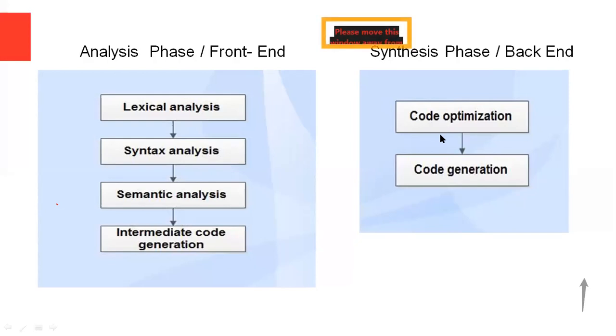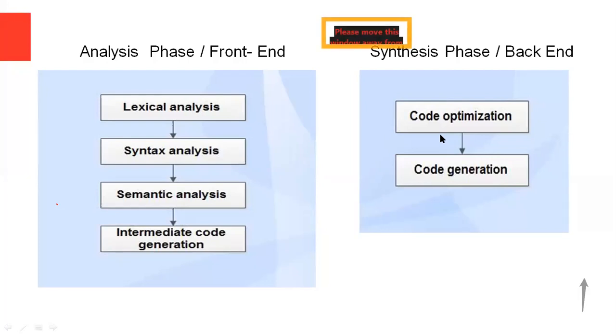The analysis phase, the front end, remains the same whichever compiler you design. So we change only the synthesis phase, that is the back end. If you want to build a compiler, you change the code optimization and code generation in the back end, and we get a new compiler. So these are the two phases, the analysis phase and the synthesis phase.